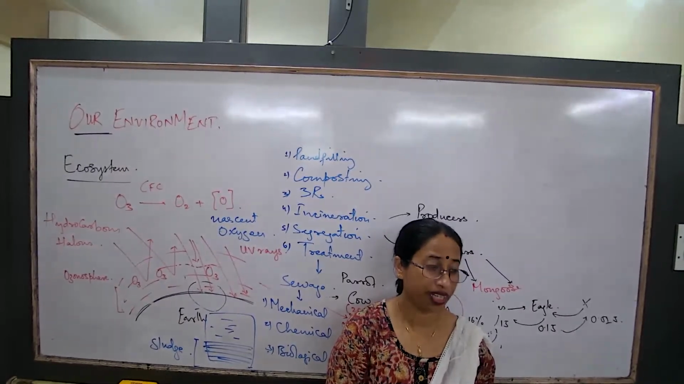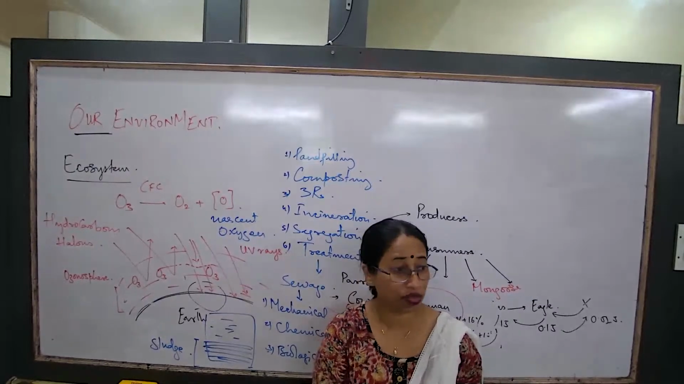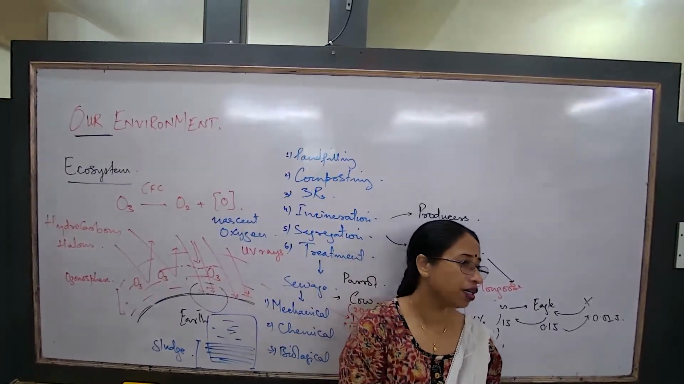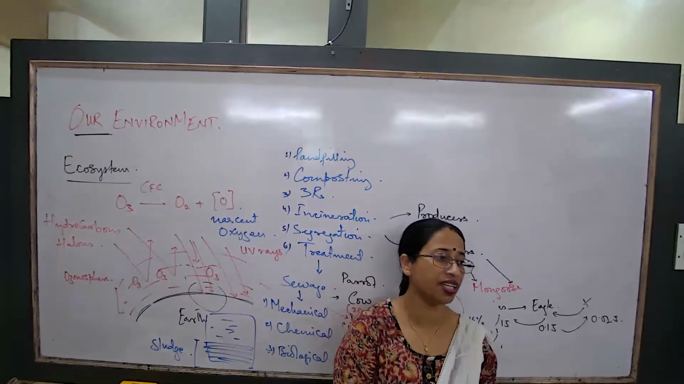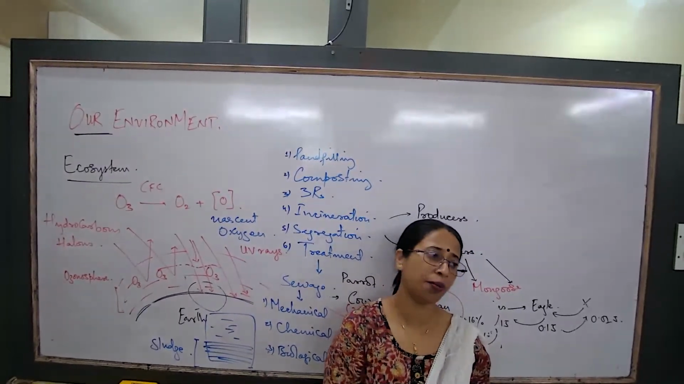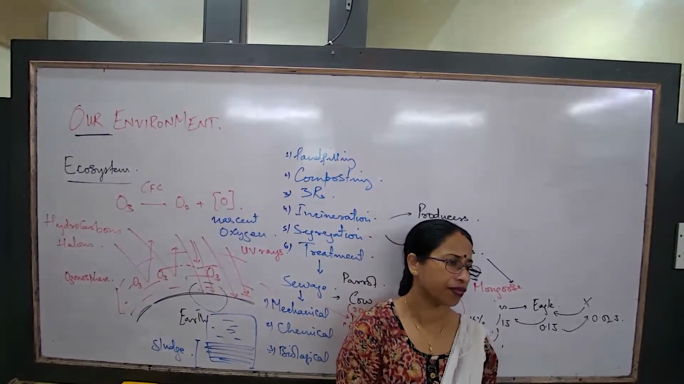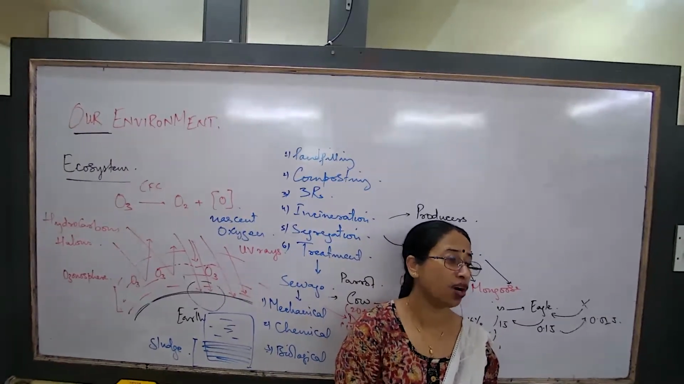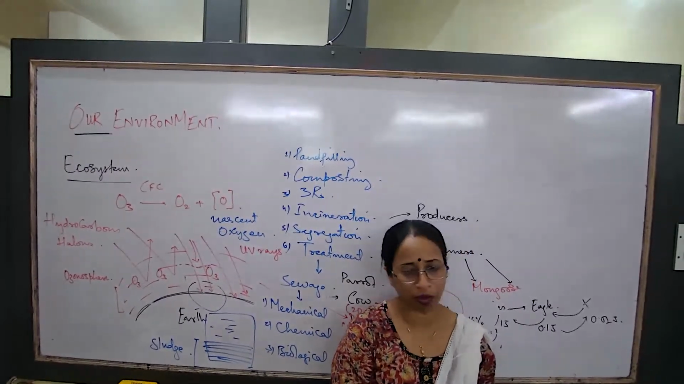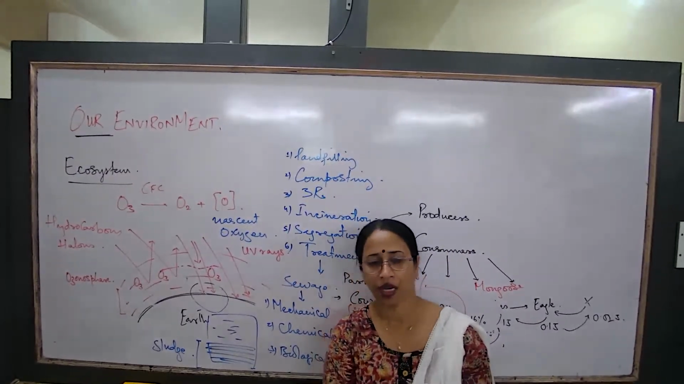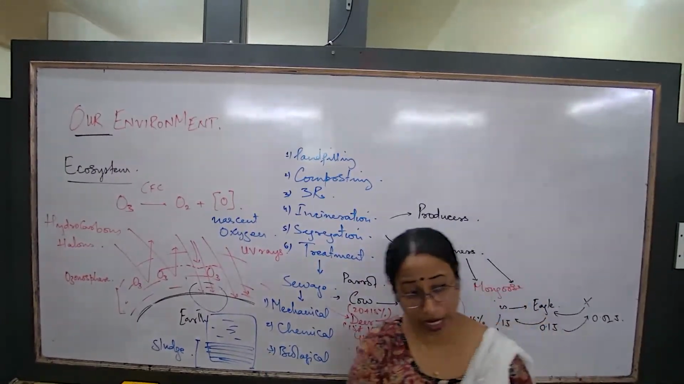Another point is the breakdown of water to form oxygen and hydrogen. Now you come to the third point: reduction of carbon dioxide to form carbohydrate, that is glucose. What is the function of insulin?